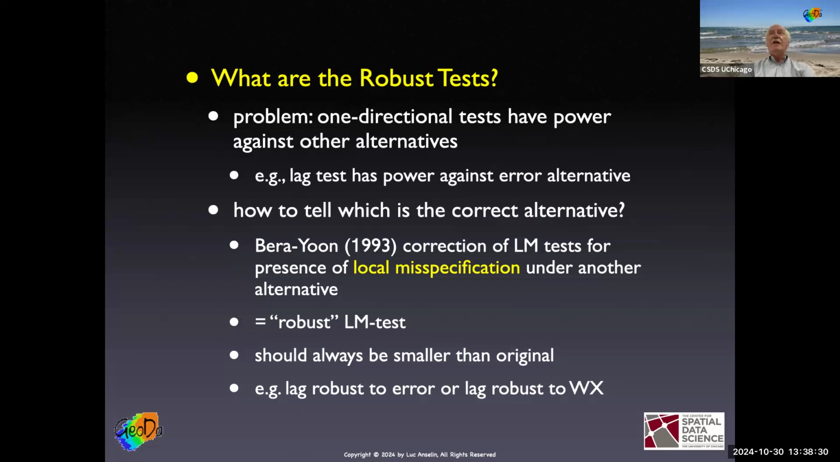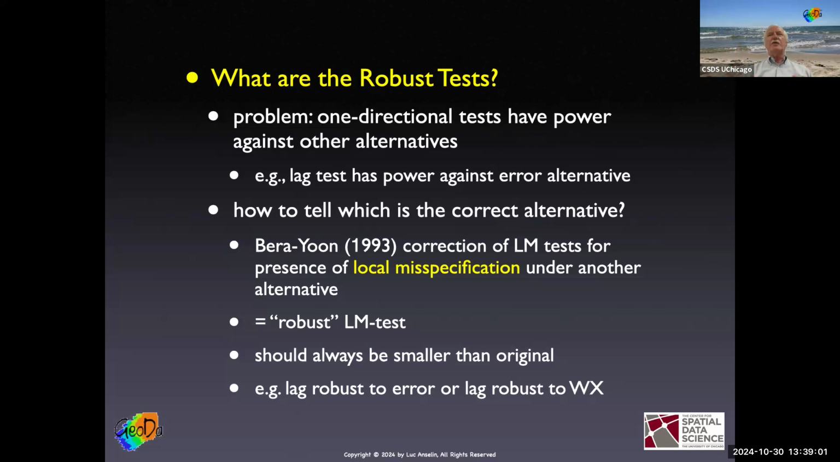And so each of these tests, the LM error test, the LM lag test, and even the LMWX test, they're affected by the presence of the other alternative. So the real case is an error case. You run a lag test and we reject the null, you say, it's lag. It isn't lag, it's error. How do you fix that problem? And this is where this notion of robust test comes into play.